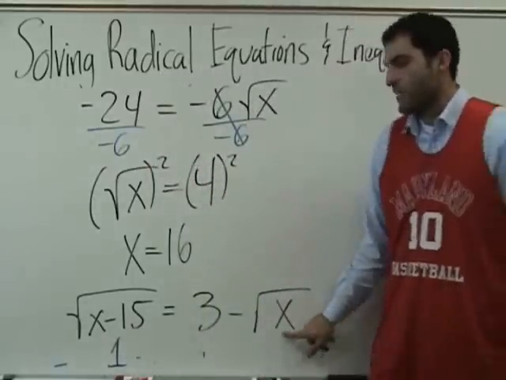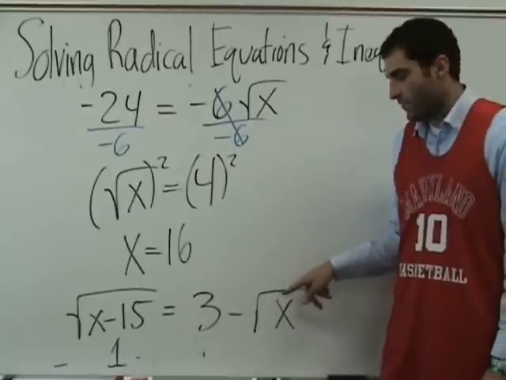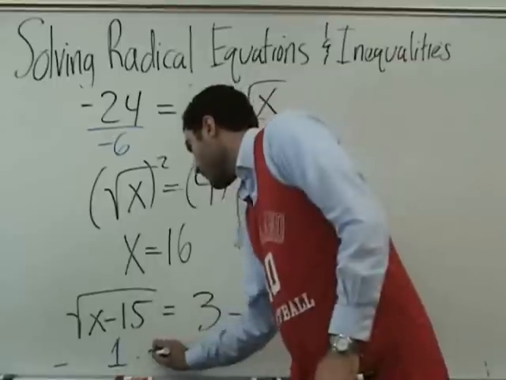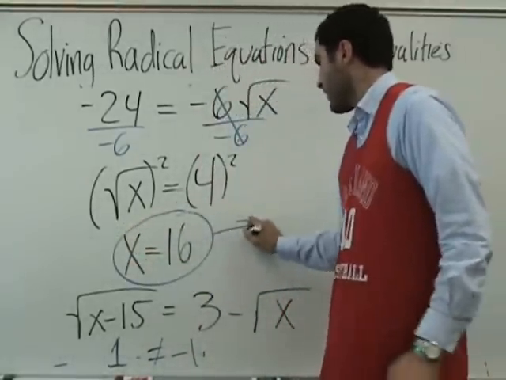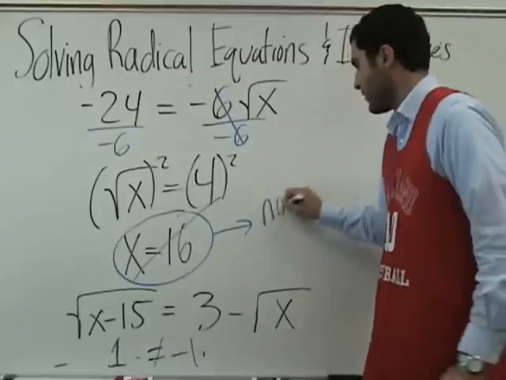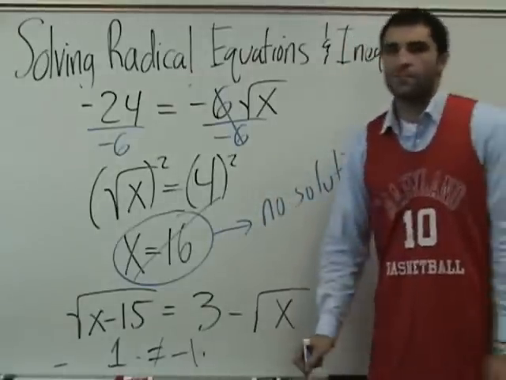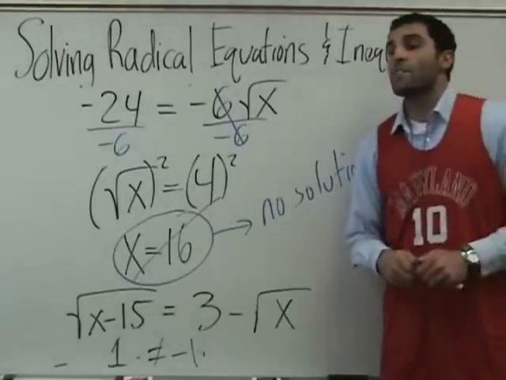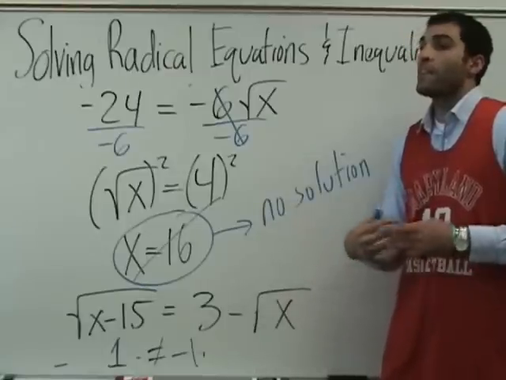Okay, plug in 16 here. What do we get? 4. Good, good. Square root of 16 is 4. 3 minus 4 is? Negative 1. Doesn't work. No solution. I got 16 was the solution. 16 was our proposed solution. But when we tried it, it went nowhere.